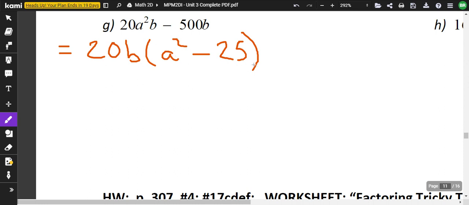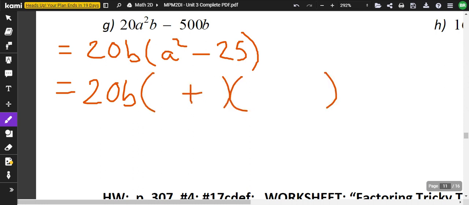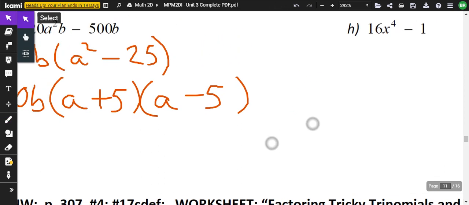So what we have here is a squared minus 25. That is a difference of a squared and 5 squared, right? So this can get better. 20b is still there. But the a squared minus 25 turns into a squared puts an a in the front of each. 25 puts a 5 in the back of each. And that's that. And now I can no longer factor further. And so now I'm done. All right.